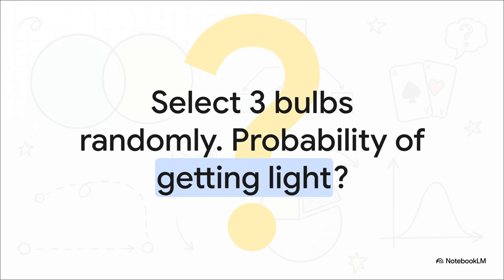From a collection of 10 light bulbs, where 4 are good and 6 are fuses, meaning they're duds, 3 are selected at random and put into a socket. What is the probability that there will be light? Now, this phrasing is a bit of a trap. Saying there will be light is just a tricky, sneaky way of saying you need at least one good bulb.